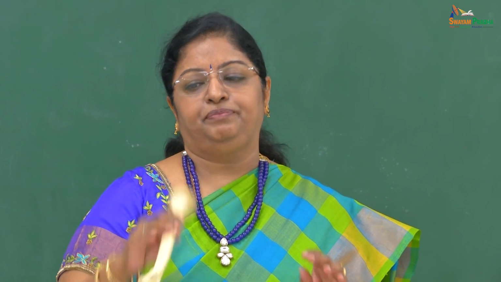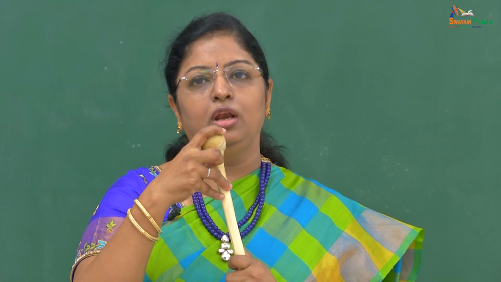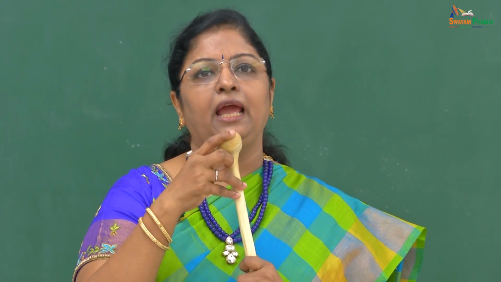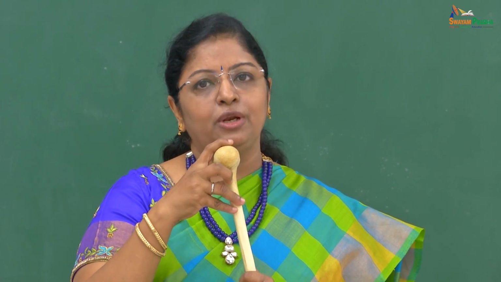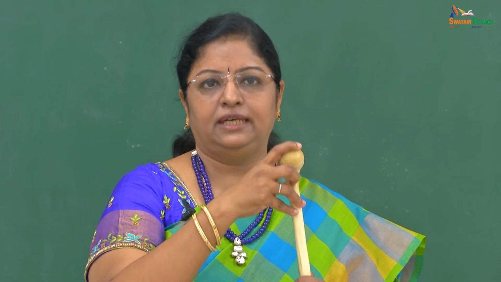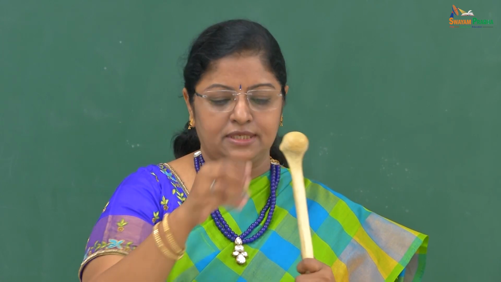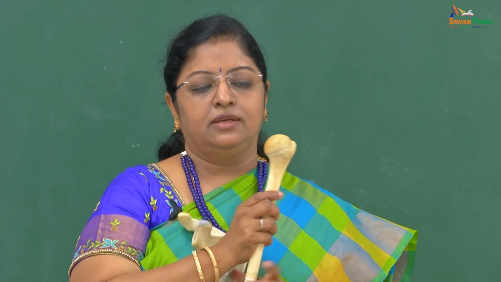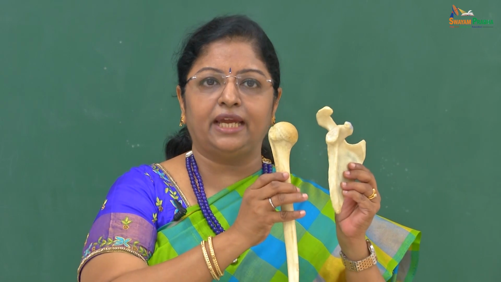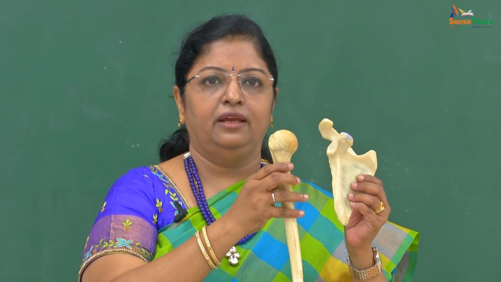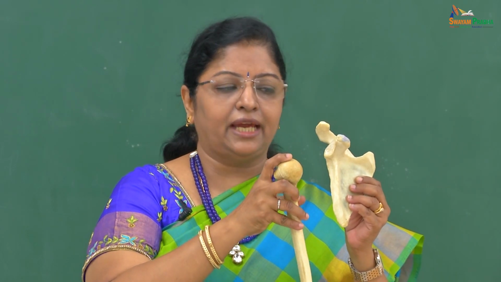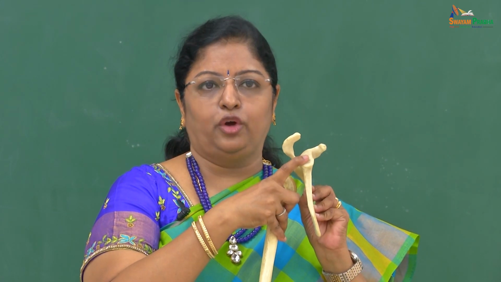Coming to the distal articulating surface, it is the ball, which is nothing but the hemispherical head of the humerus. It is also lined by hyaline articular cartilage. The head of the humerus, if you compare it with the glenoid cavity, is roughly 3 times the size of the glenoid cavity.